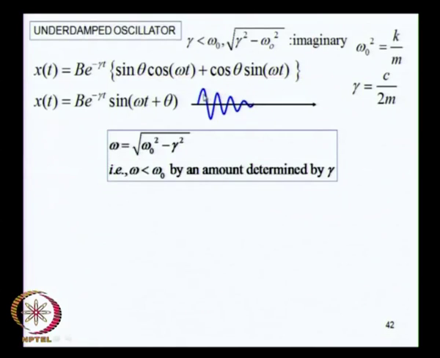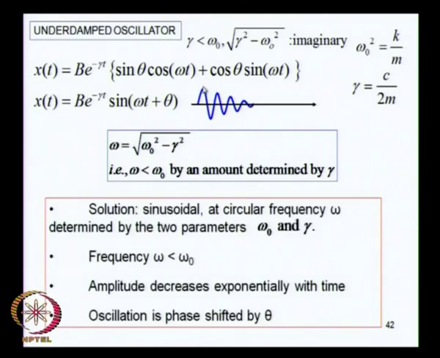Here you see that the amplitude of this oscillatory motion diminishes, and if you look at the envelope, it will go down exponentially. This is the general function. It is oscillatory, and it oscillates at a frequency omega, which is determined by omega 0 and gamma.